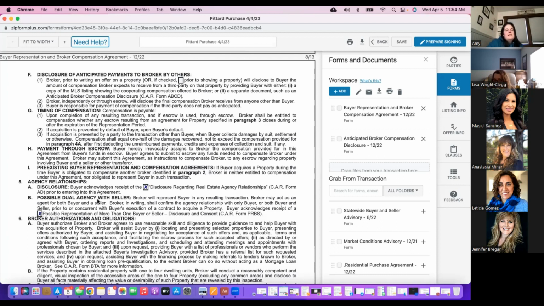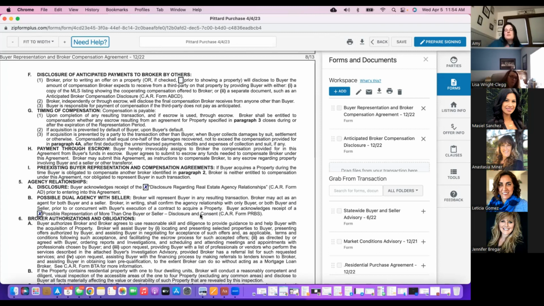B, I'm not good with letters today. Dual agency with the seller. Broker will represent the buyer in any resulting transaction. Broker may act as agent for both buyer and seller. Broker in writing shall confirm the agency relationship with only buyer or both buyer and seller prior to or concurrent with buyer's execution of a contract to acquire property. Buyer acknowledges receipt of a possible representation of more than one buyer or seller, disclosure and consent, BRBS, right?